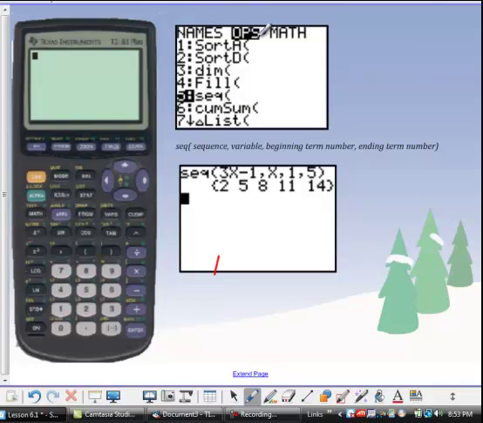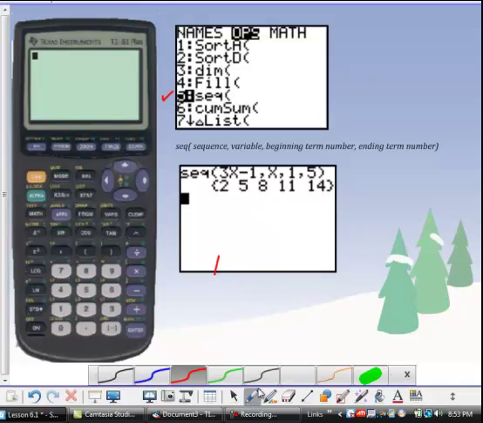You're going to scroll over to OPS, which stands for operations, and then choose step 5. When you choose step 5, the calculator is waiting for you to enter. Now, it's waiting for you to enter this formula, so you might want to pause and write this down somewhere in your notes.